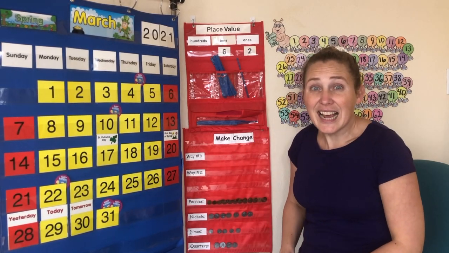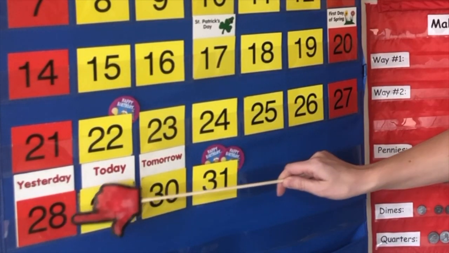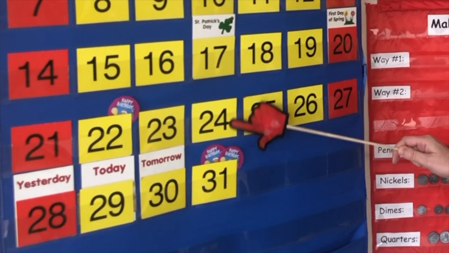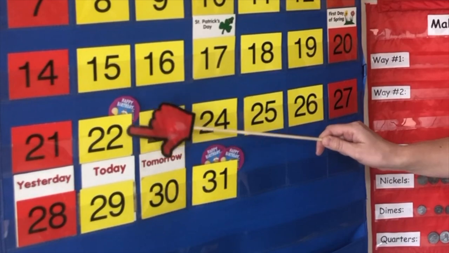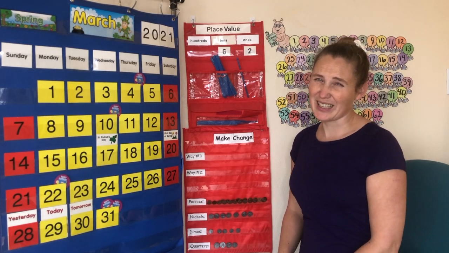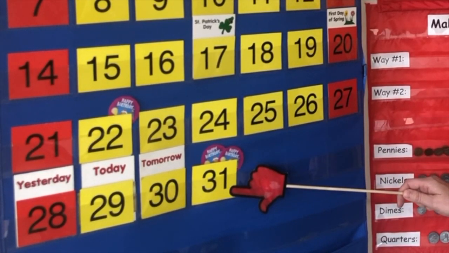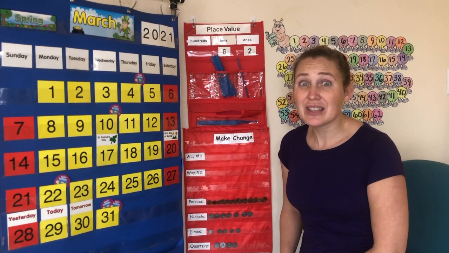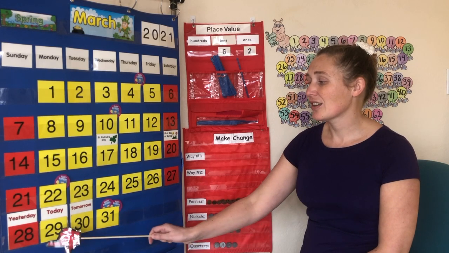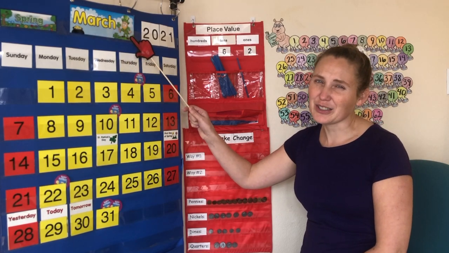Let's count down from 29 together. 29, 28, 27, 26, 25, 24, 23, 22, 21. Let's count up from 29 together. 29, 30, 31. It's almost the end of March. Today's number is 29. It's the 29th day of March.